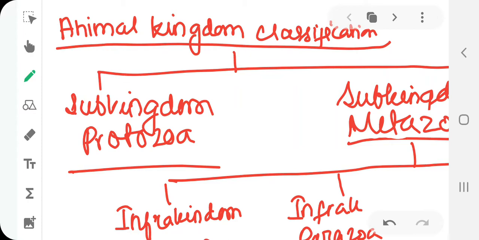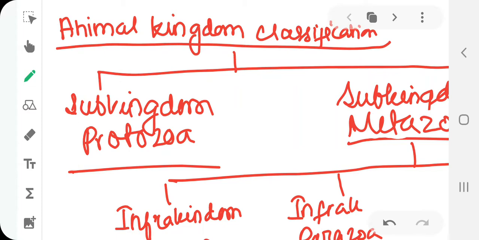First we'll start with the animal kingdom classification. Now in the animal kingdom classification we are going to be talking about each of the phylums, each of the classes and their examples of the ones that are there in the syllabus only, and about their life characteristics, life history, etc. So first of all we are going to be seeing how the classification was done.